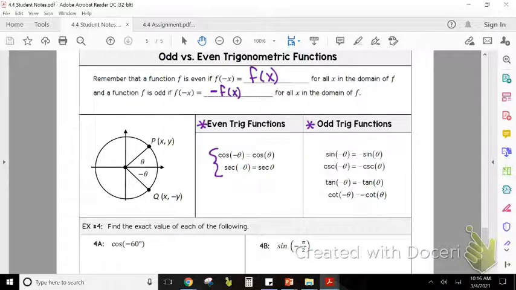All right, and we got some examples here to help us. So let's look at example 4.